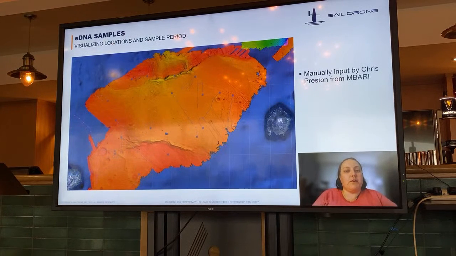As I mentioned, we also collected DNA samples, and Chris Preston from Envari was kind enough to manually input those samples for the entire team to visualize in our mission portal. So you see the purple square is the start of the sample, and the water is filtered over a period of time, so that period of time is drawn out as a geographic path along the track of the vehicle.